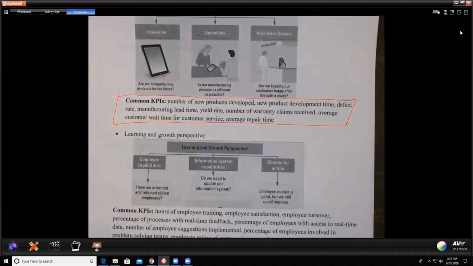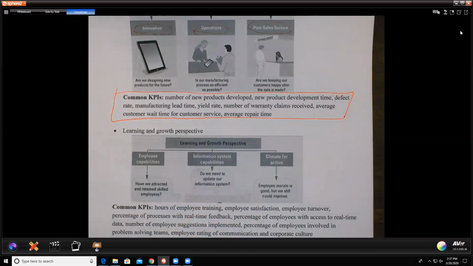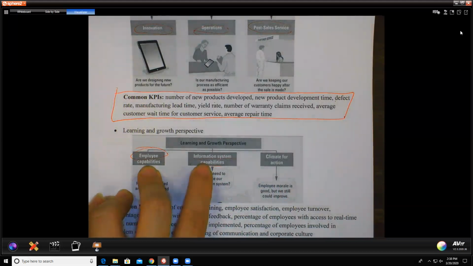The last perspective is called learning and growth. The textbook says there are three, but I personally think there are just two. One is related to our employees. Do we train them? Are our employees happy, yes or no? And the second thing is the information system. Do we have enough capacity, Wi-Fi, data? Those things are information system capability. The textbook also says climate for action. I don't really worry too much about it. As long as you know it's employees and the information system.